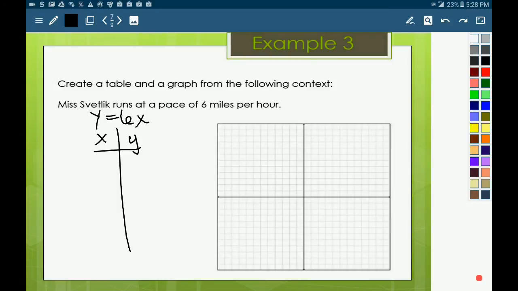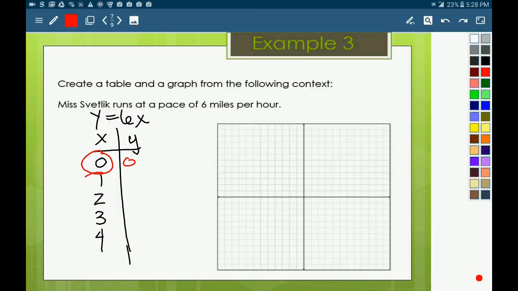I'm going to stay in the positive numbers because negative hours don't make sense and negative distances in miles don't make sense. So I'm going to start with 0 and just count up by ones to represent hours passing. I can't say that I ever run for 4 hours, but I have run for a couple hours before in different long distance running. So if I were to take my x, 0, and multiply it by 6, I get 0.